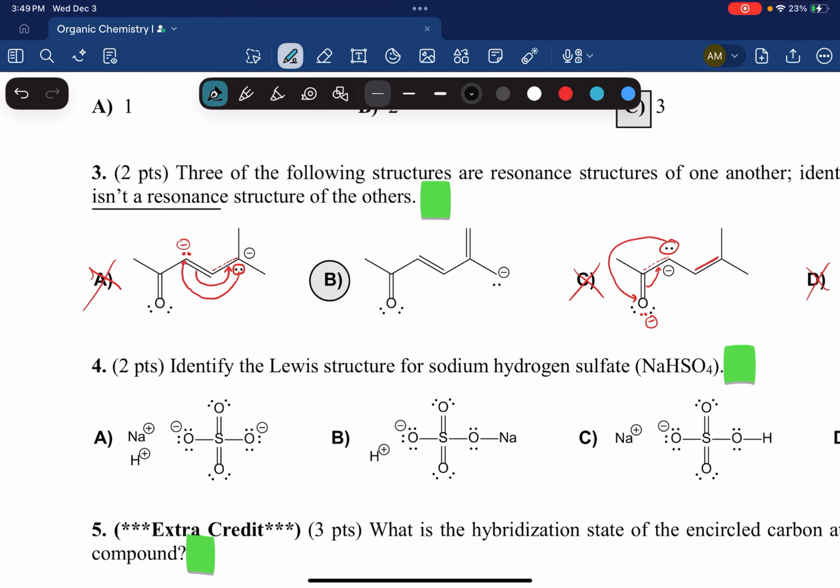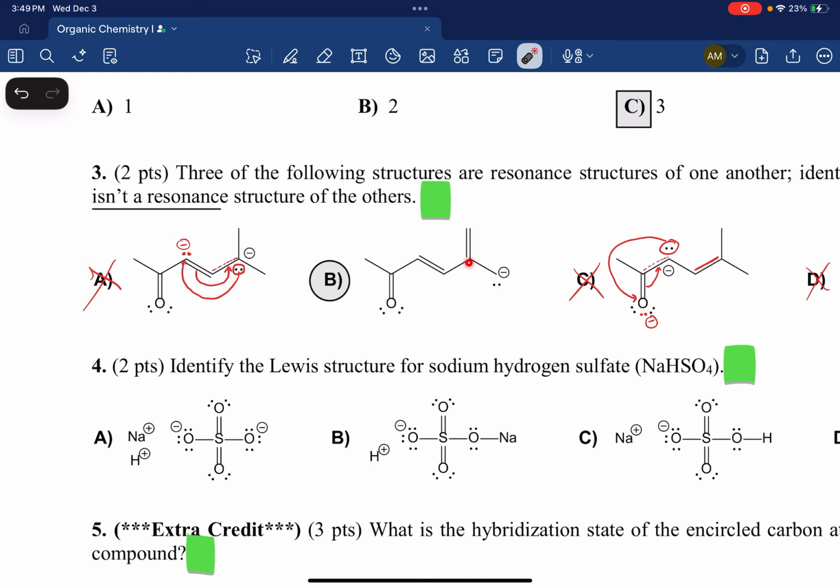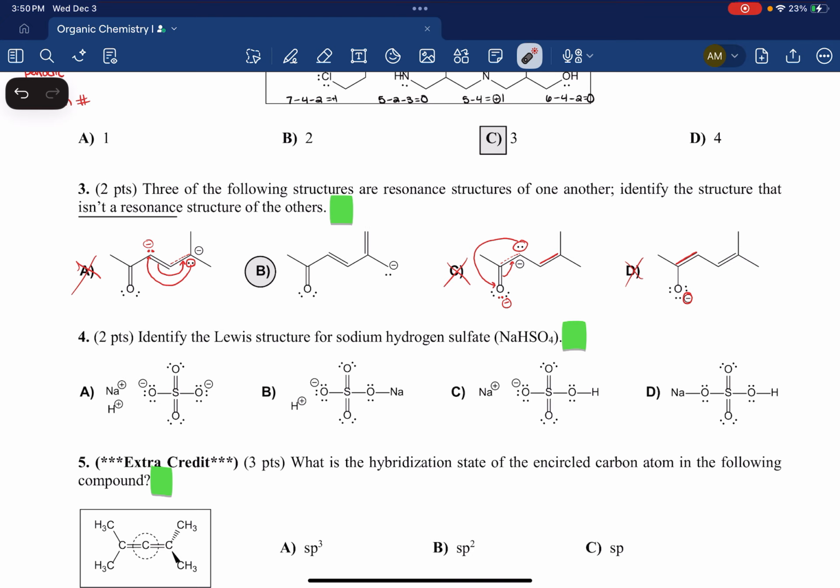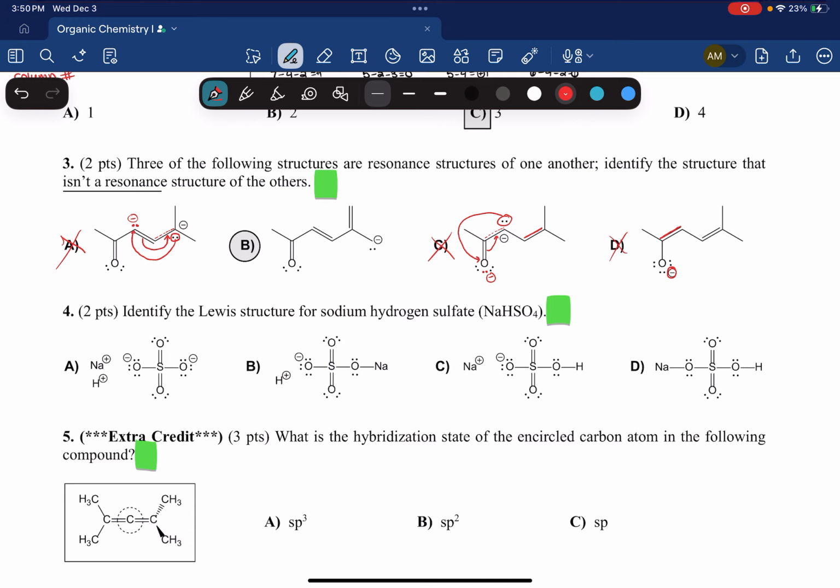And let's look at this. Where did we get stuff to form this double bond here, right? How did we move these lone pairs here and form a double bond? Like, what electrons were we moving? It doesn't make any sense. So, B is the answer.